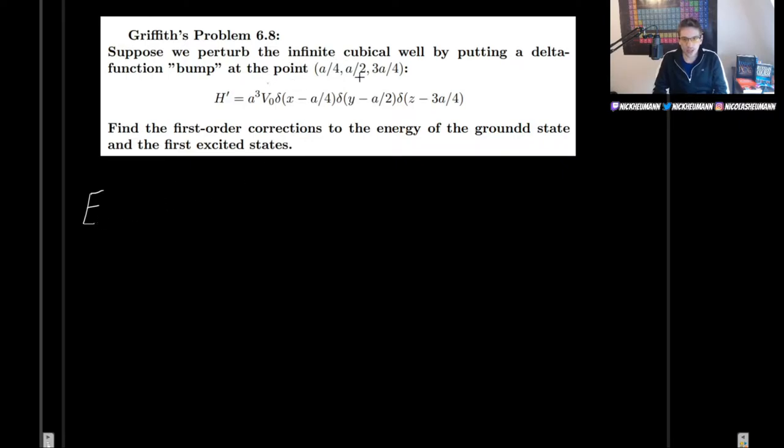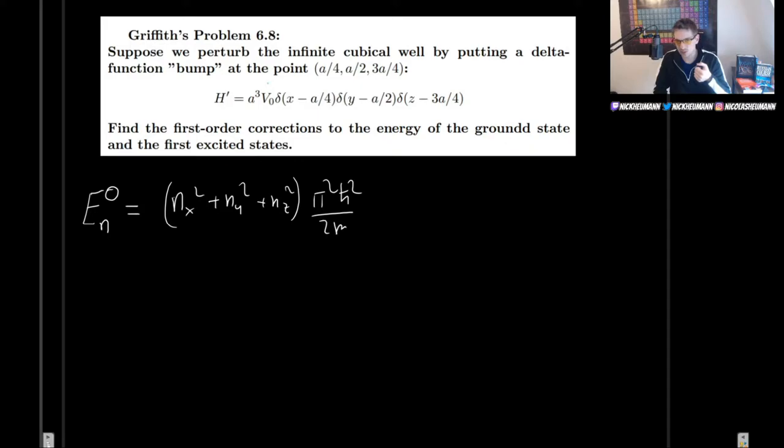So the energy levels for the infinite cubical well looked as follows. For the n state, the unperturbed energy levels are, since this is three-dimensional, we have to consider all three dimensions. So we have nx squared plus ny squared plus nz squared, and this times pi squared h bar squared over 2ma squared. Okay, so these are the energy levels.